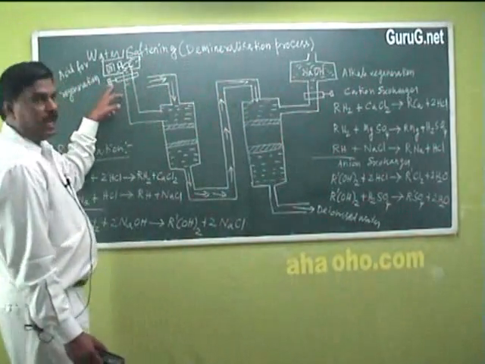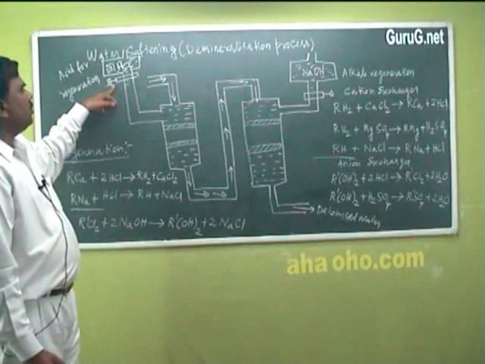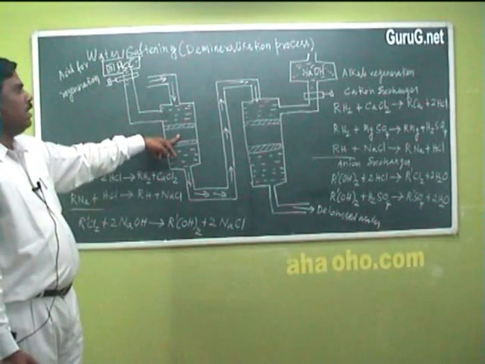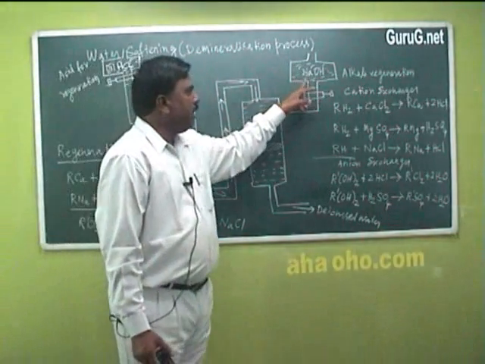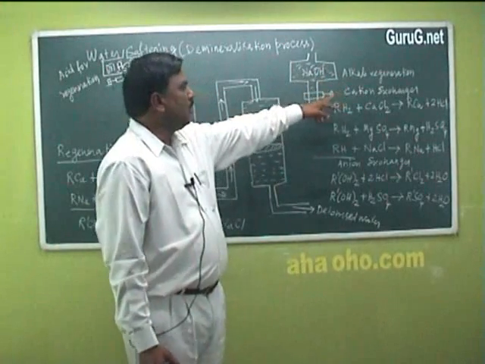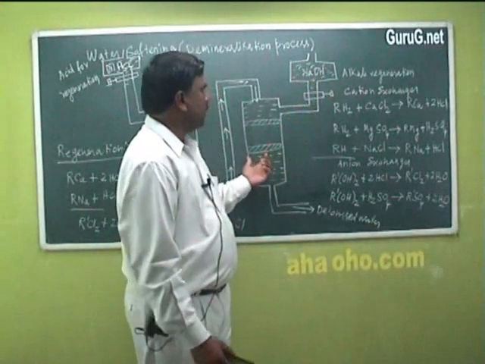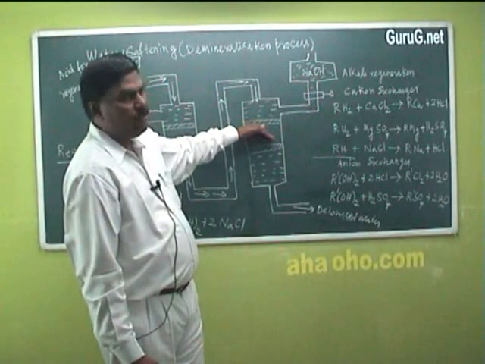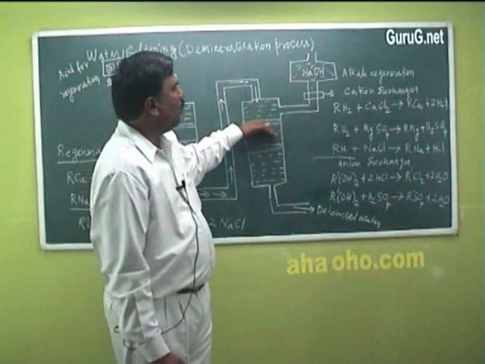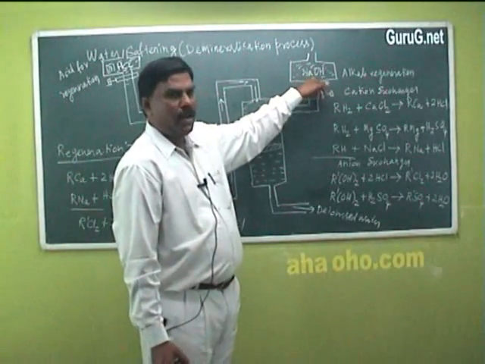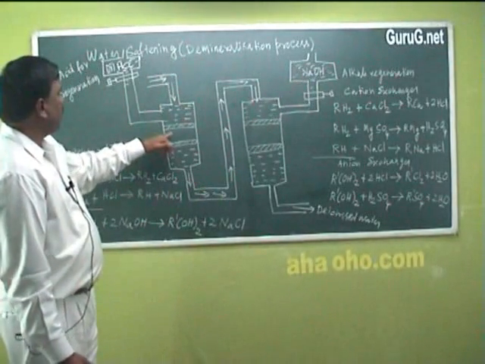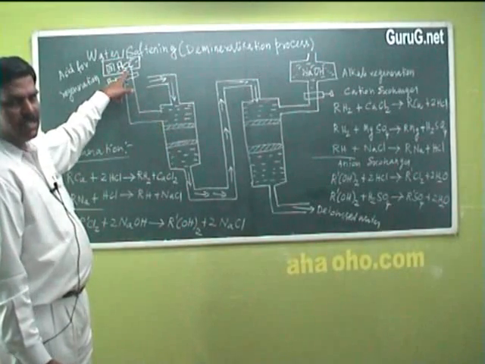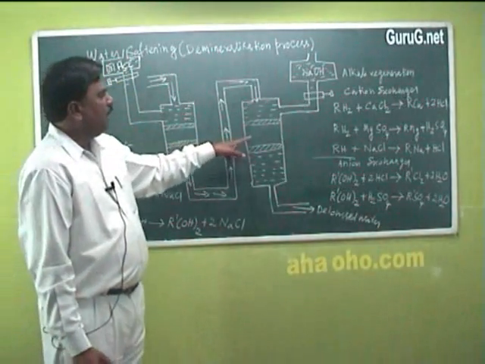And this is the HCl container. It's used to regenerate the cation exchanger. This is the base, that is alkali, used to regenerate the anion exchanger. That is, to increase the OH functional nature of the anion exchanger by using the alkali sodium hydroxide, and to increase the H plus nature of the cation exchanger by using the HCl. So this is the cation exchanger and anion exchanger.